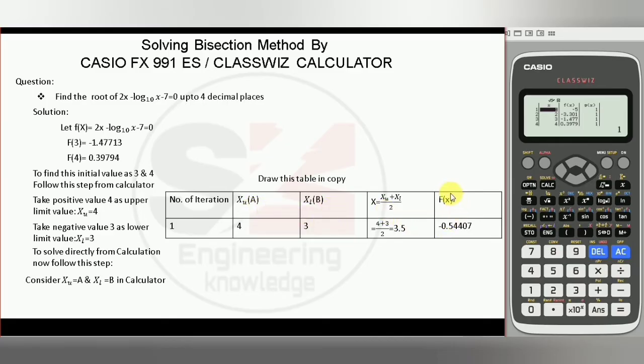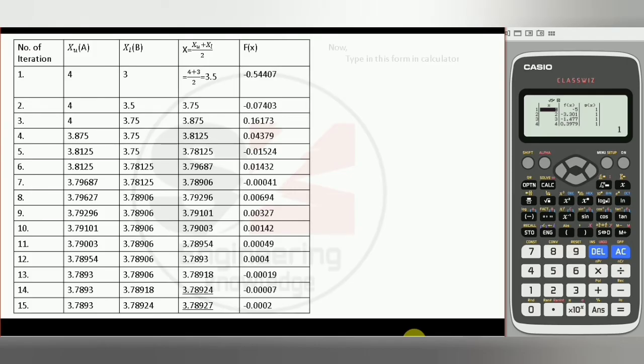Then we have to find the value of this function considering the value of this x. By putting the value of this mean value in this equation, we can find the value of this last column. So after drawing this table, type in this form in the calculator. That is x is equal to a plus b by 2 semicolon, that is this ratio sign, then 2x minus log 10x minus 7 in this calculator.